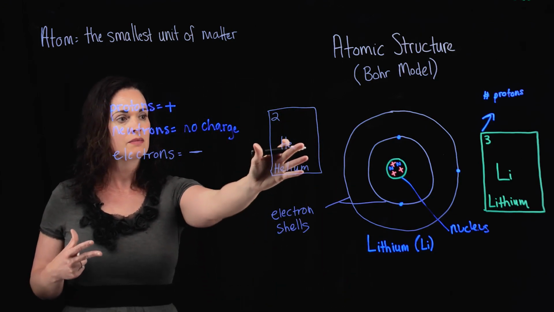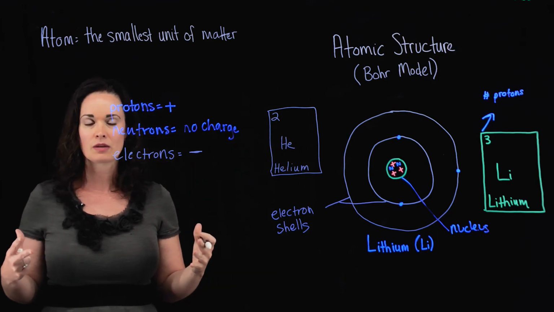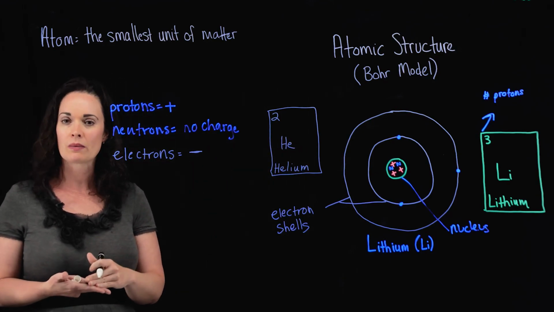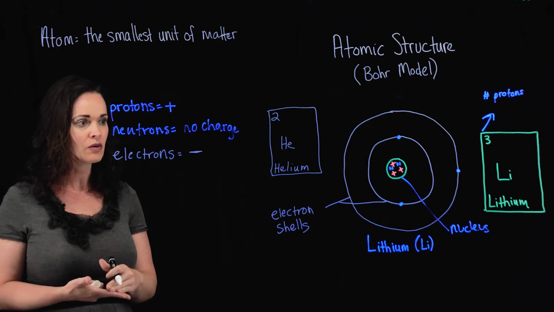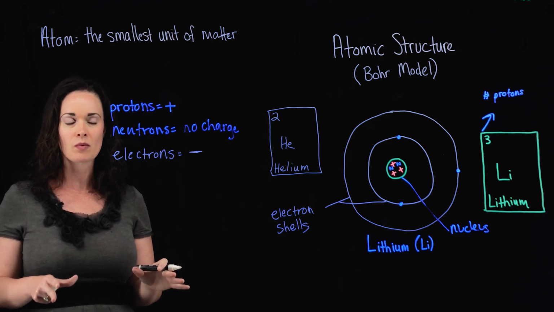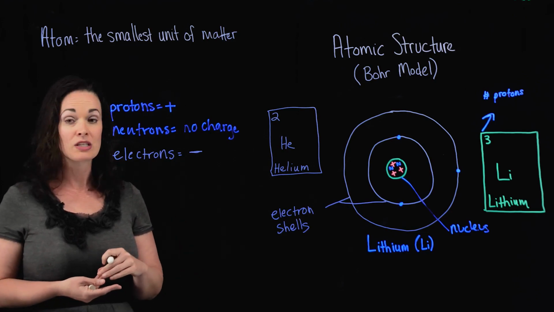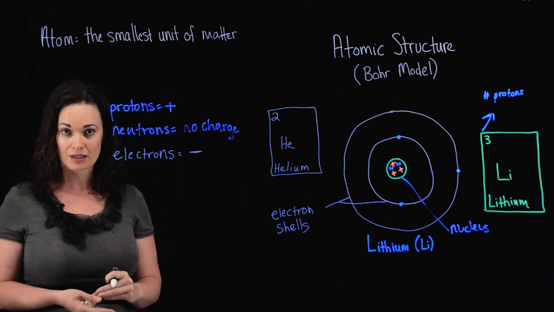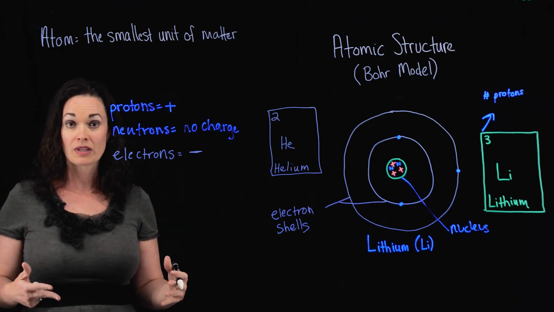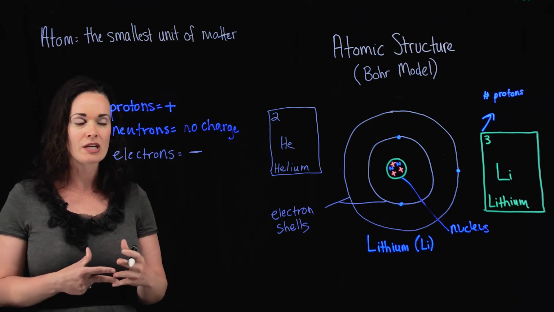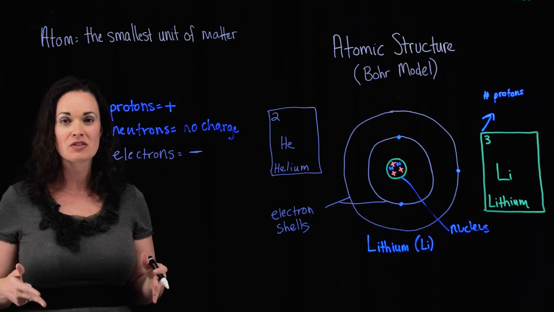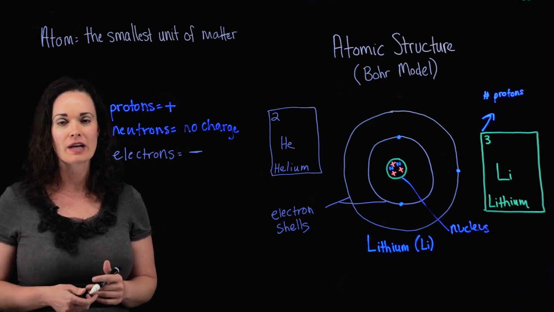So based on this information that you would get from the periodic table, what I want you to do is go ahead and pause this video and try to come up with a drawing, a Bohr model of a helium atom. So make sure you get the number of protons right in the nucleus, and make sure you get the number of electrons right in those orbital shells. We're not going to worry about the neutrons because, again, they're not so important for A and P.